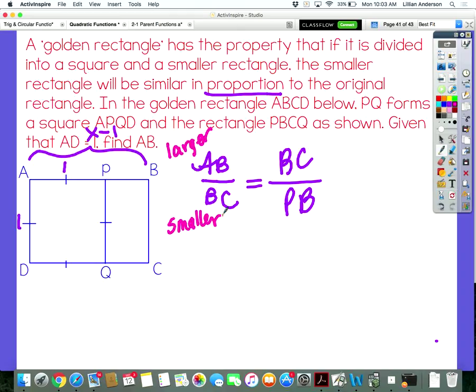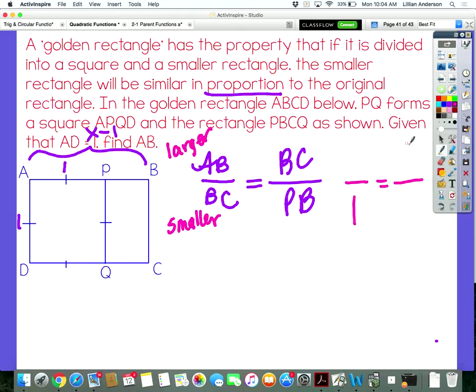This is the larger, and this is the smaller. So AB is the longer side of the larger, and BC is the longer side of the smaller rectangle. BC is the shorter side of the larger rectangle, and PB is the shorter side of the smaller rectangle. So you want to make sure that you definitely match up the proportions, or when you plug in, things are going to be a little awkward.